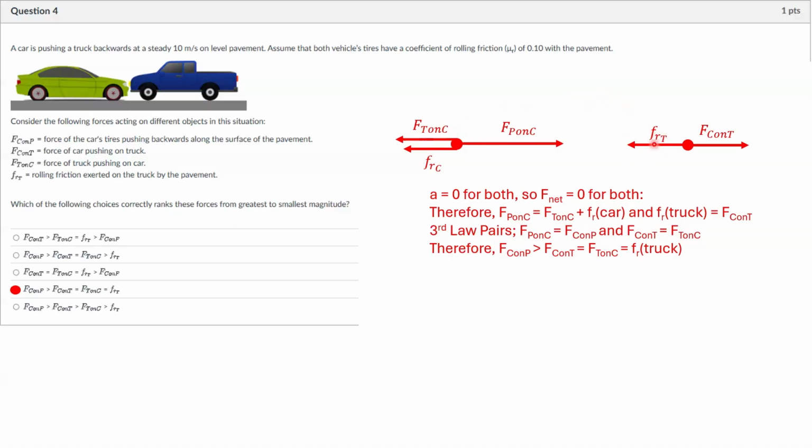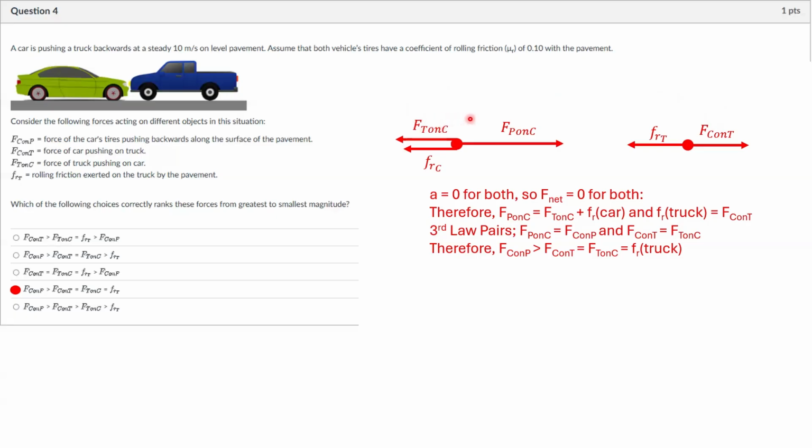Based on the kinematics, we know that the acceleration for both objects is 0. So if we start with the truck being pushed by the car, it has a rolling friction. Those are the only two forces that have horizontal components for the truck. Therefore, these two things must be equal for the truck. So force of car on truck must equal rolling friction of truck. What does that mean? That means both of these things must also be equal to the force that the truck pushes back on the car.